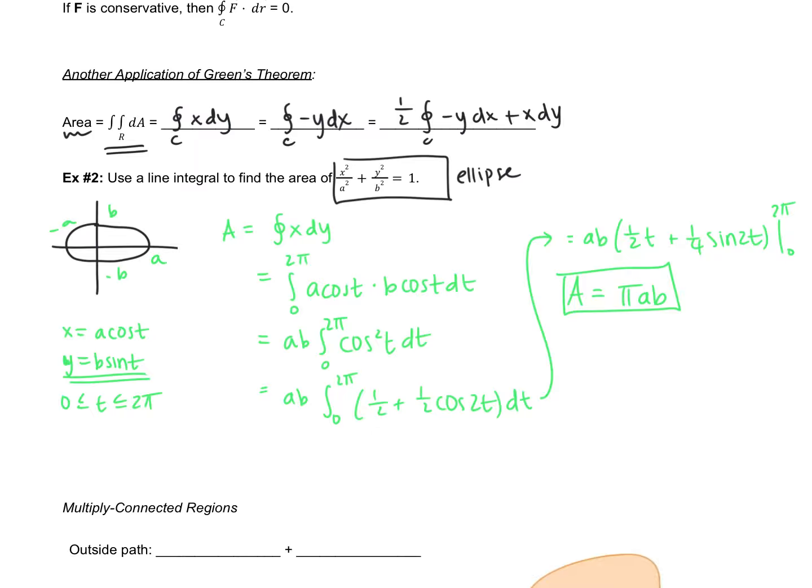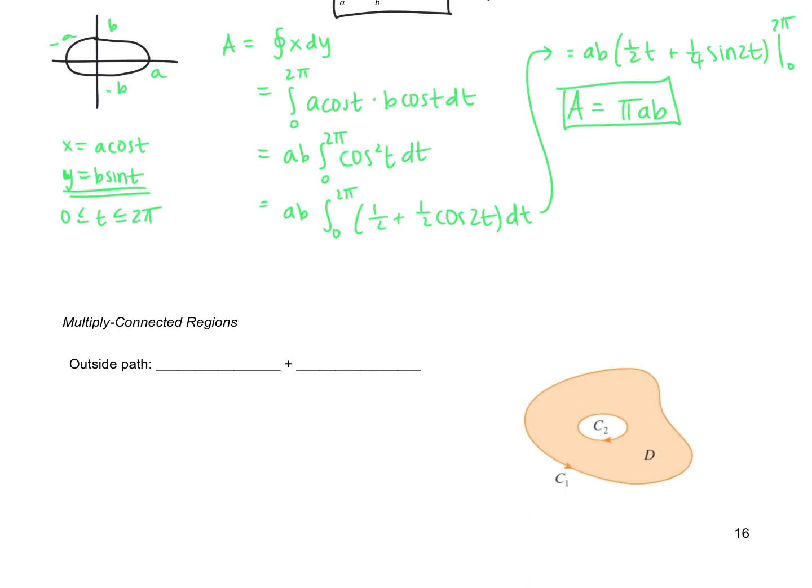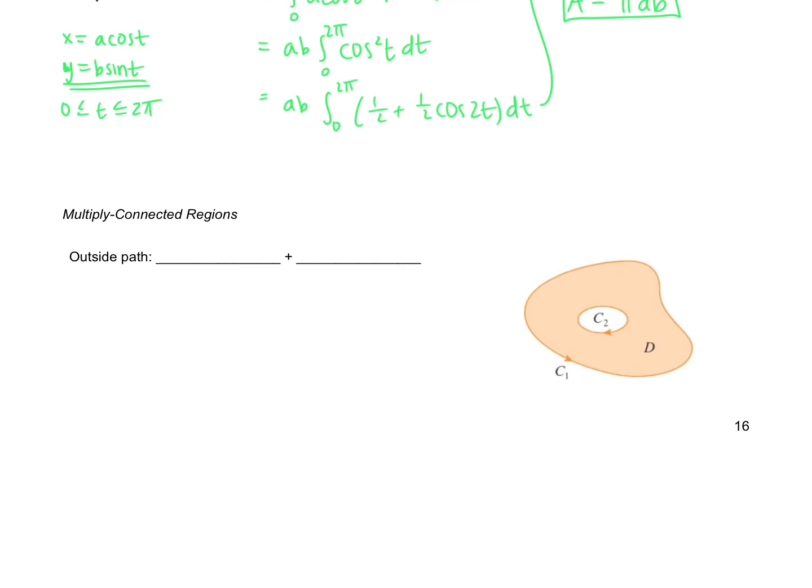So this example just shows you that you can calculate area using a double integral. You can also use a line integral. So sometimes a double integral is easier, sometimes the line integral is easier. Okay, we got a few more things before these notes are done. Next thing that we are going to talk about is multiply connected regions.